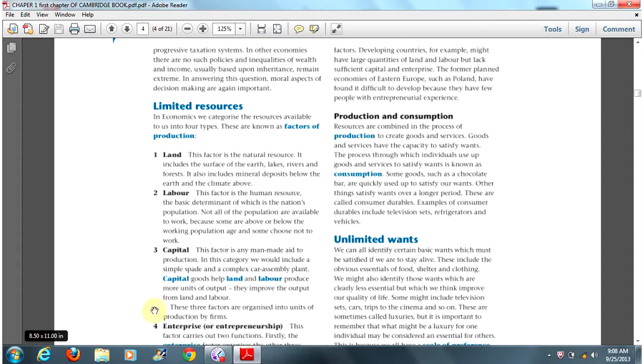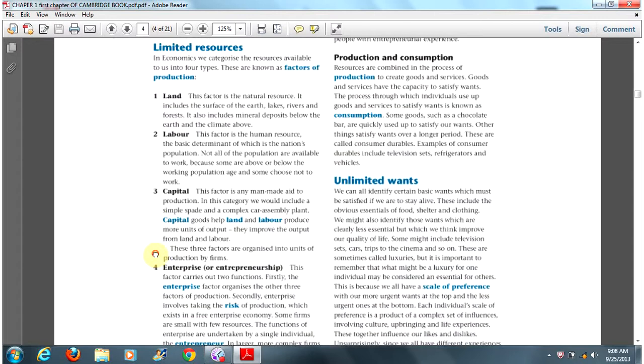These three factors are organized into units of production by firm. 4. Enterprise, or entrepreneurship. This factor carries out two functions. First, the enterprise factor organizes the other three factors of production. Secondly, enterprise involves taking the risks of production, which exists in a free market economy.